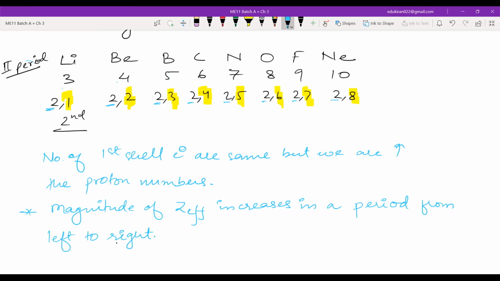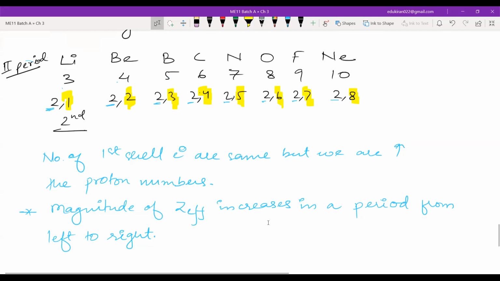Okay, from left to right, the Z effective increases. That means now you have to imagine that the nucleus is pulling the electrons more and more closer. So please write this down. Let me know if you're done.